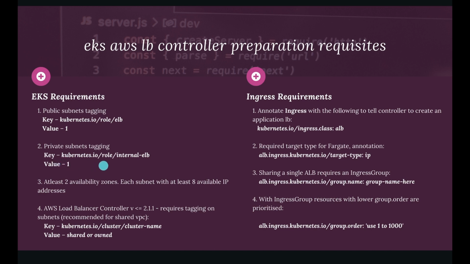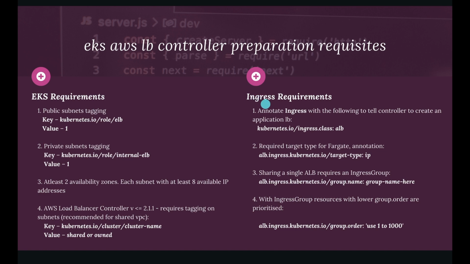Then another requirement for the EKS Fargate cluster, you need at least 2 availability zones in your VPC. Each subnet should have a minimum of 8 available IP addresses. Then for the controller, for versions lower than 2.1.1, you are required to tag subnets, but for versions greater than 2.1.1, this is optional, although it's recommended to tag your subnets with the cluster name in case your VPC will be shared across multiple clusters. That way you can identify which particular subnet is used by which particular cluster.